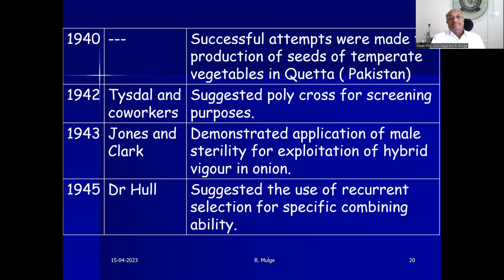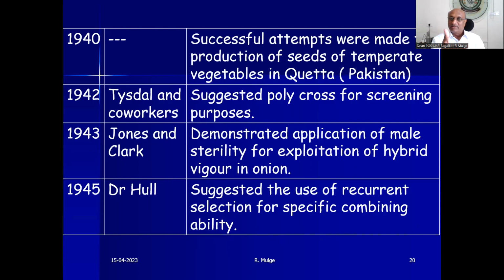In 1942, Tisdale and co-workers suggested polycross for screening purposes. So polycross, what do you mean by polycross? Can you make several crosses on the same plant? Polycross is not done artificially, remember. It is one plant at the center, surrounded by genetically different plants, and collection of the seeds from that single center plant, where a few flowers are crossed by plant A, a few flowers are crossed by plant B. Like that, all surrounding plants are going to contribute in the form of pollen.